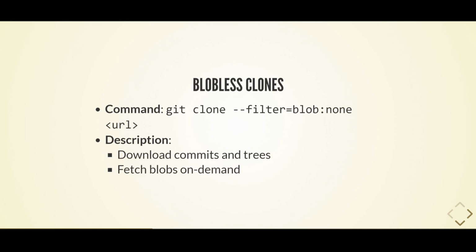Blobless clones use the git clone --filter=blob:none command to download commits and trees, but fetch blobs only when needed. This reduces initial clone size and improves performance for large repositories.